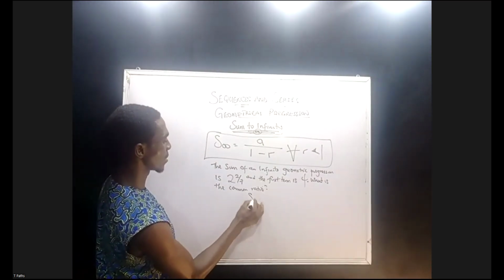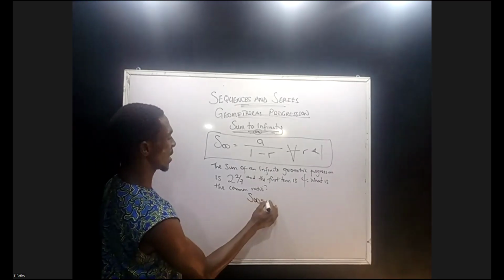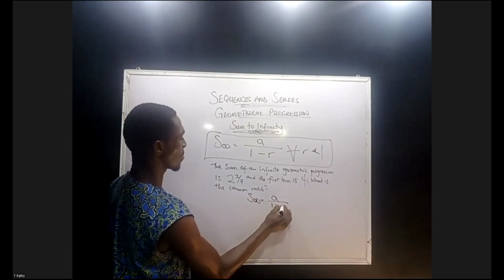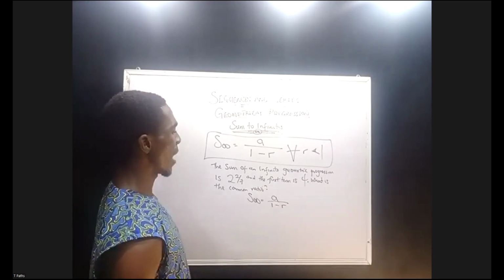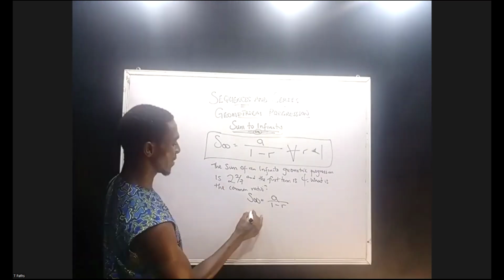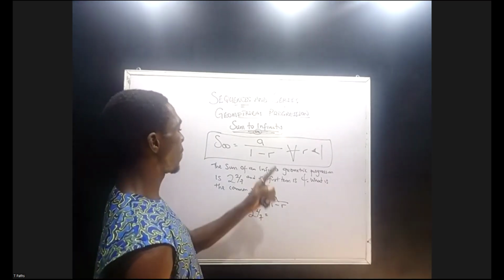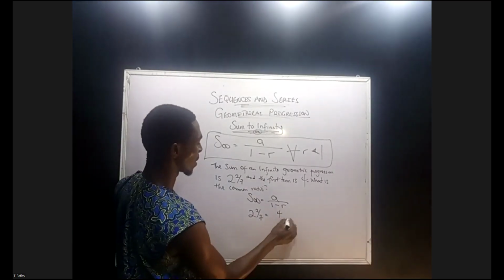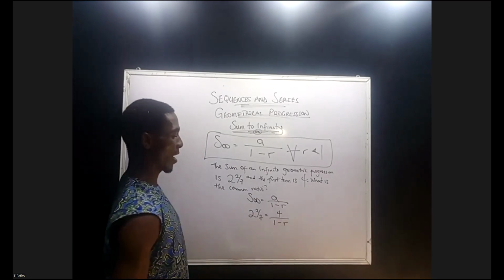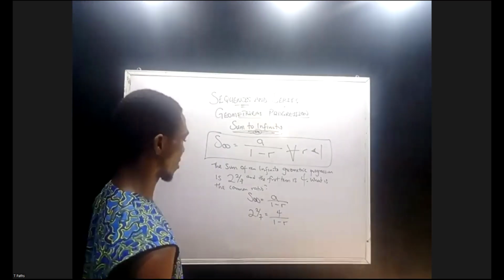Sum to infinity equals A over 1 minus r. From our question, the sum to infinity is giving us 2 whole number 2 over 7, equals our first term, which is 4, divided by 1 minus r. Then we can proceed with our solution.